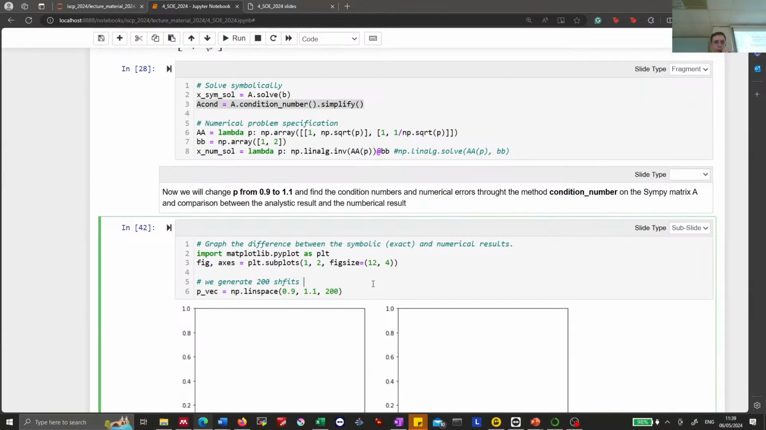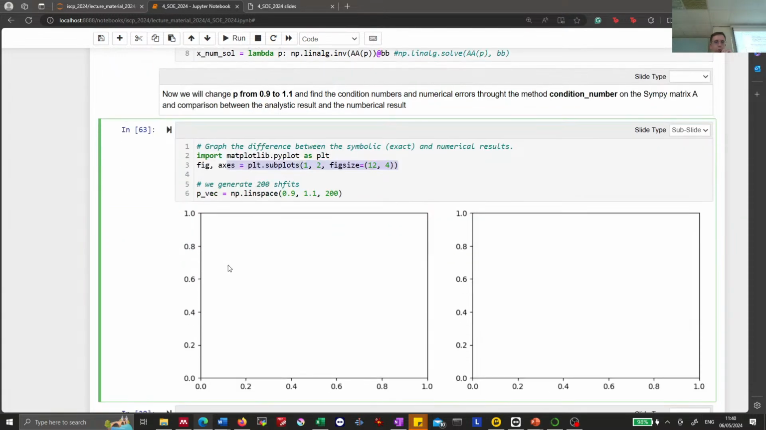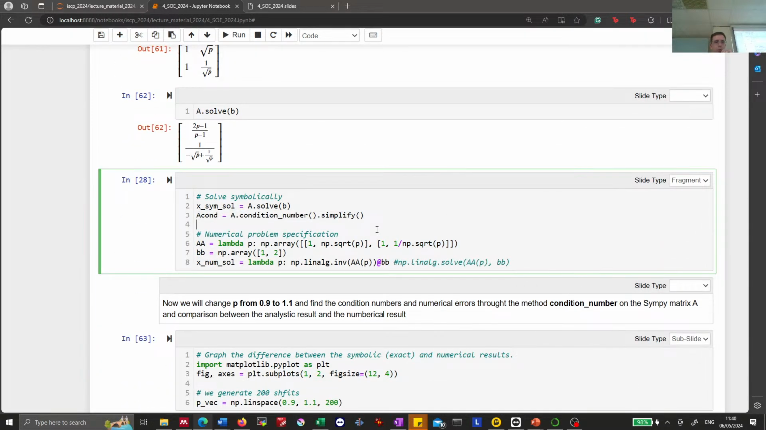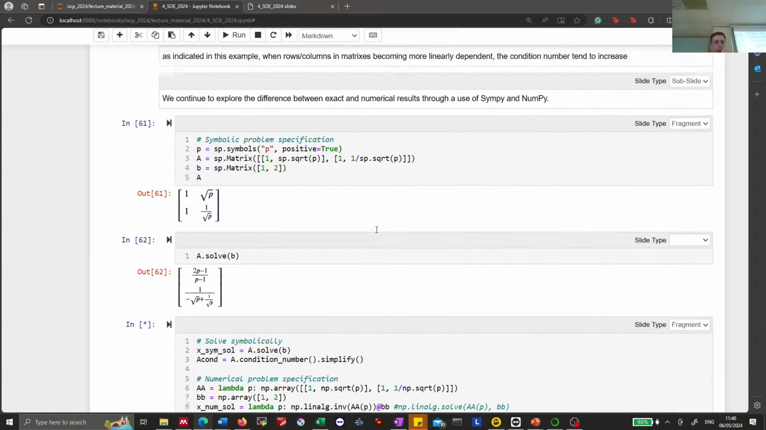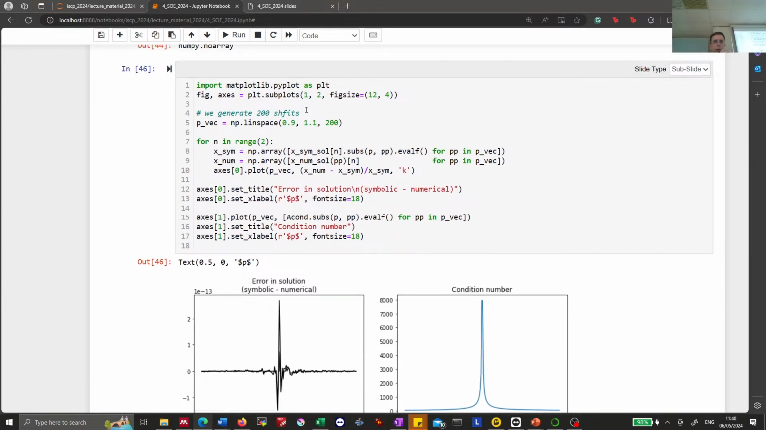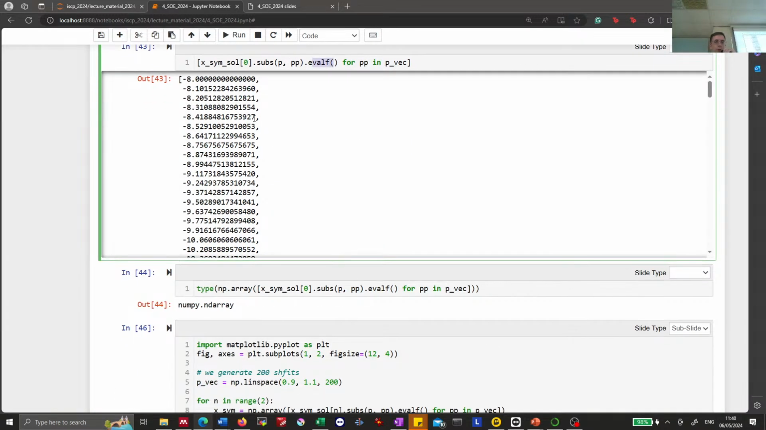So let's see. So we have basically asked Python for two plots. Then we define values of the array for the p-values from 0.9 to 1.1, 200 different values. Sorry, need to execute here. So the other part we're going to use is basically a list comprehension, where we take the symbolic solution, substitute P with a value from the NumPy array, and evaluate the function. So we get a list of values.